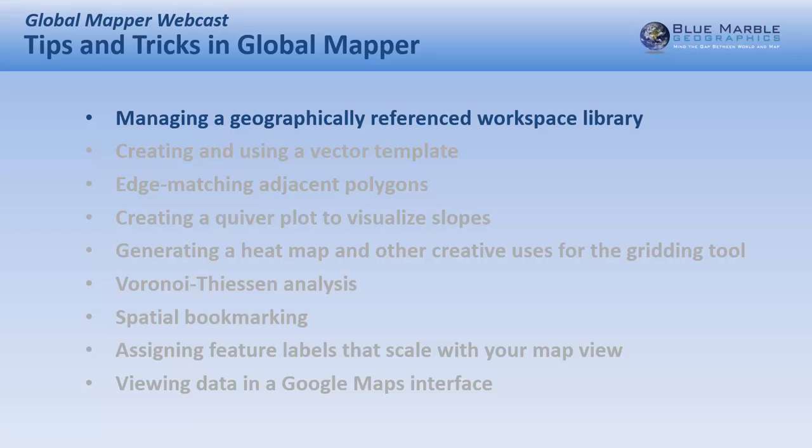So as you can see, the first bullet: managing a geographically referenced workspace library. We're going to introduce this idea of being able to create essentially hyperlinks within a reference map that allows you to load projects or workspaces that are predefined with all of the required data pertaining to a particular job site or a particular project you're working on.